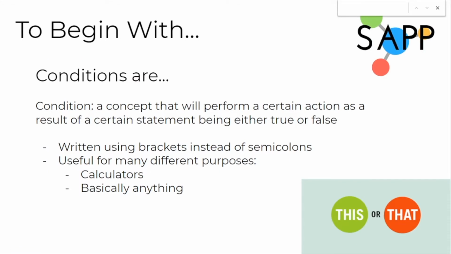Now, I would define a condition as a concept that will perform a certain action as a result of a certain statement being either true or false. In other words, if something is true or false within the code, then the compiler will perform a certain action. Now, if it sounds confusing, we'll look at a commonplace example.